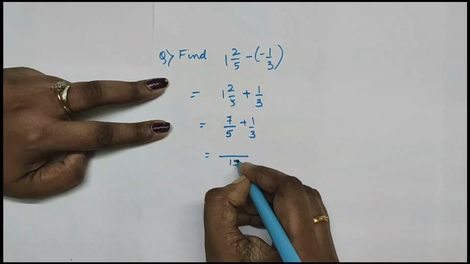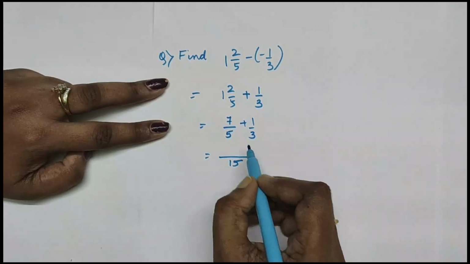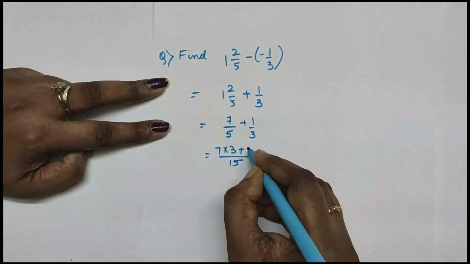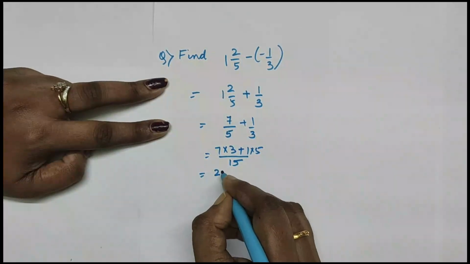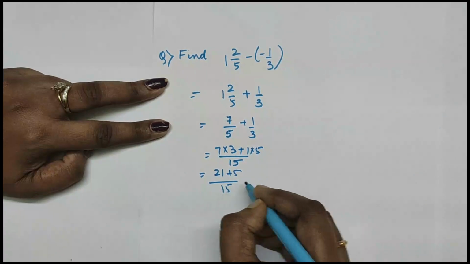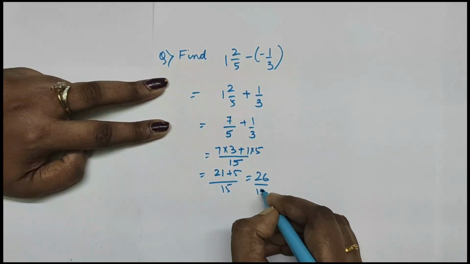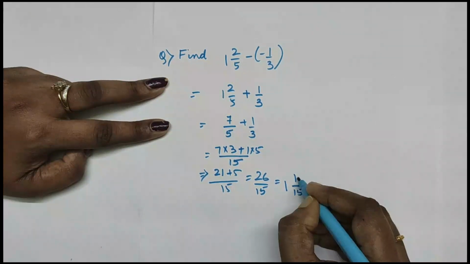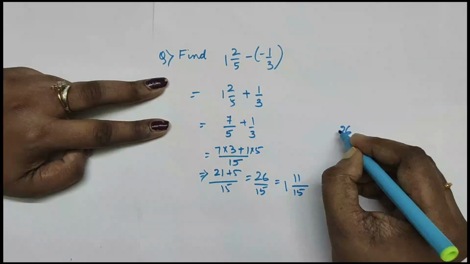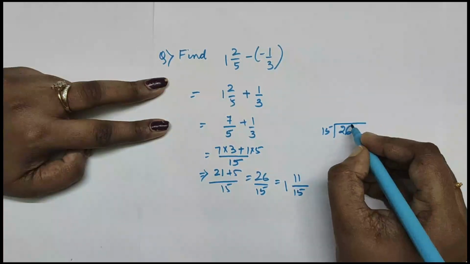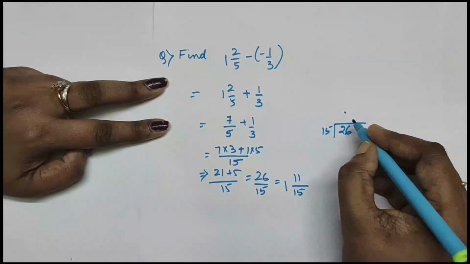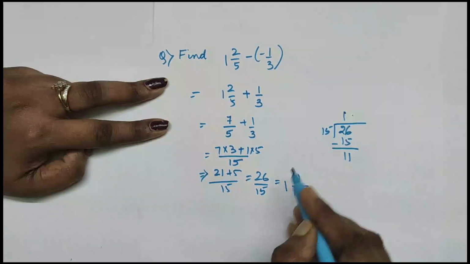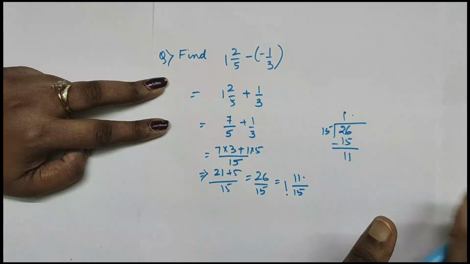Again, as the denominators are different, take out the LCM. 5 into 3, so 7 into 3 plus 1 into 5. That gives me 21 plus 5 by 15. That is 26 by 15. Again we can convert that into 1 and 11 by 15. So how do I get it? If you are thinking, I'm dividing it like this. So you know that 2 15s is 30, so I have to take 1. This is the normal division that we do. And I write the whole number part here and the remainder part on the top.